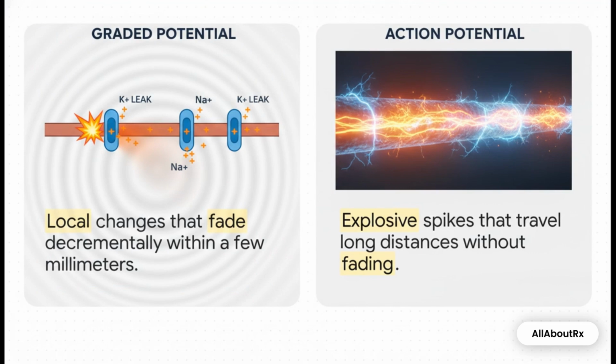Now, when a triggering stimulus opens gated channels, it produces local, short-distance changes known as graded potentials. It's kind of like dropping a pebble in a pond. The ripples are strongest at the center, but they spread decrementally and die out within a few millimeters. But if those local changes depolarize the membrane enough, they trigger something massive, an explosive action potential that follows the all-or-none law and travels long distances without ever fading.